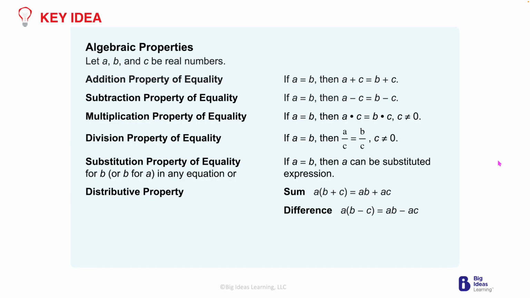So these are properties here you should already know. Adding says if I add a number to one side of the equation, I've got to add it to the other side. Same as subtracting, same as multiplying, same as dividing. Substitution property says if A equals B, then A can be substituted for B or B for A in an equation or expression. And the distributive property, of course, we did that a lot in algebra. You can take the outside number and multiply it by everything on the inside.